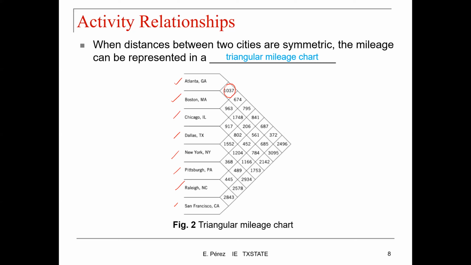1,037 miles. But if I want to know, for example, from Dallas to San Francisco, then I can look for Dallas and San Francisco, and I can find that point in which both of those cities intersect. So that will be this point right here, 1,753. Another example, if I want to know between New York and Boston, then I can just find New York, find Boston, and then look at the intersection of those two. So that's 206 miles. So this is a triangular mileage chart.